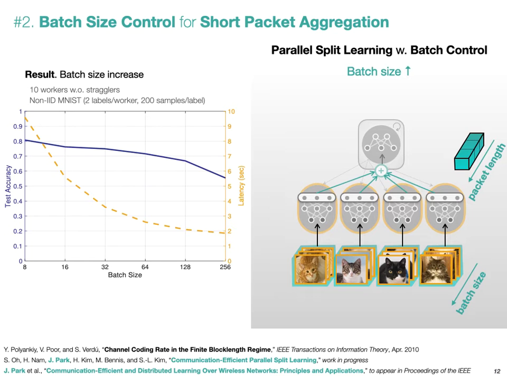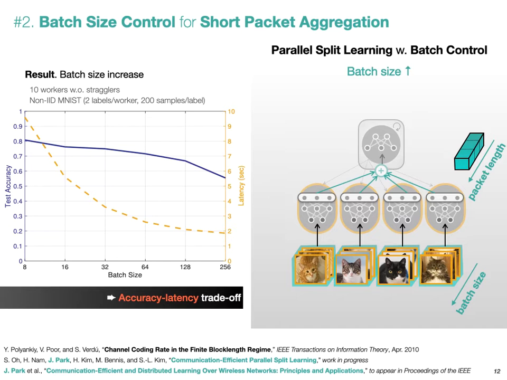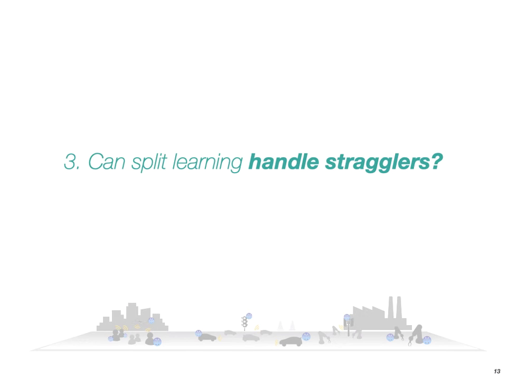In our simulation settings, accuracy decreases with the batch size, yielding an accuracy-latency trade-off. And there are many techniques to improve accuracy under large batch sizes. So I expect one can even show a win-win strategy in the near future.